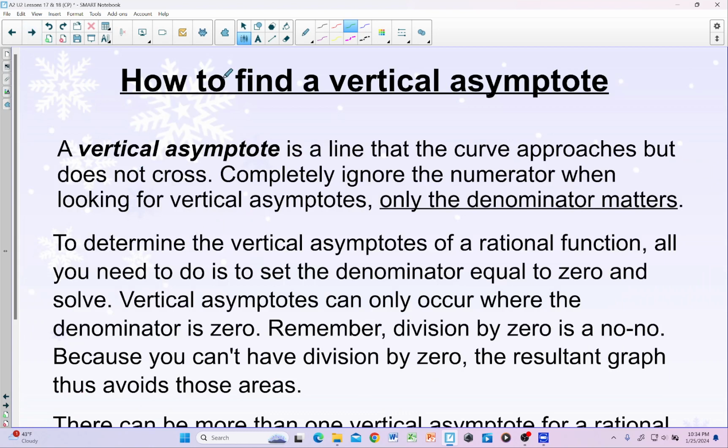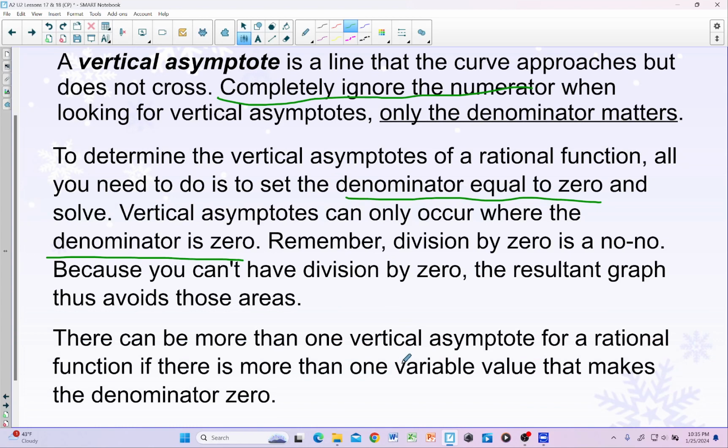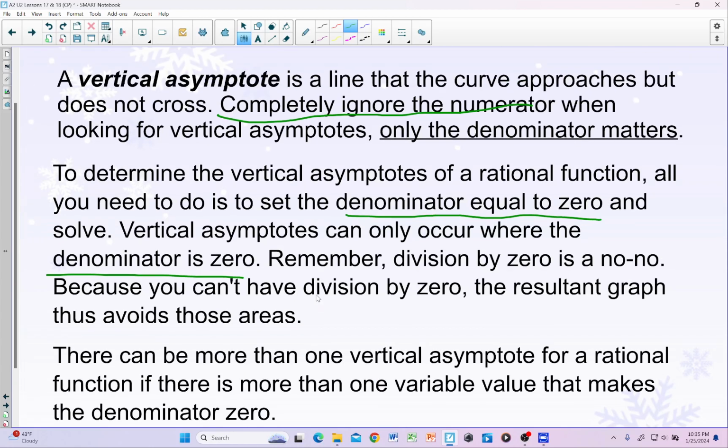Okay, so real quick, a little bit of summary here, how to find a vertical asymptote. A vertical asymptote is a line that the curve approaches but does not cross. Completely ignore the numerator. Only the denominator matters. All you have to do is set the denominator equal to 0. Vertical asymptotes can only occur when the denominator is 0. Division by 0, the graph avoids that. And yes, there can be more than one vertical asymptote for a rational function if there's more than one value that makes the denominator 0.